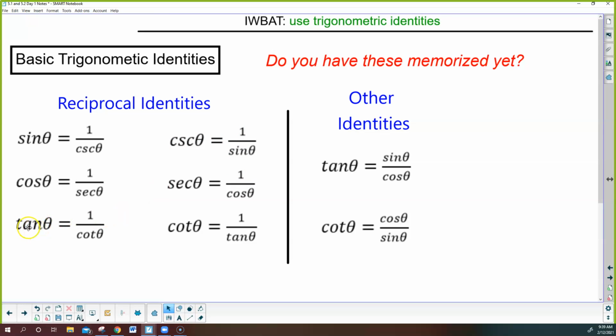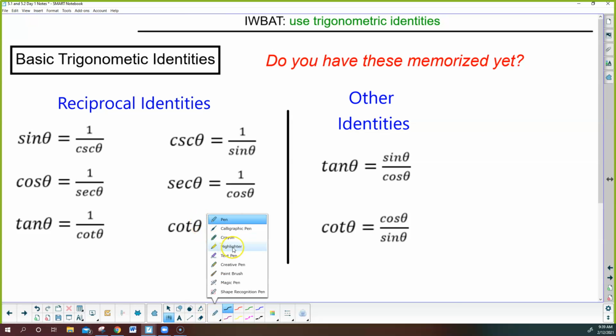Now, if I have tangent, I understand that tangent is 1 over cotangent, but more importantly, tangent is sine over cosine. So I'm just going to highlight the ones that I think you will use most often. When you see cosecant, we want to think 1 over sine. When you see secant, it's 1 over cosine.